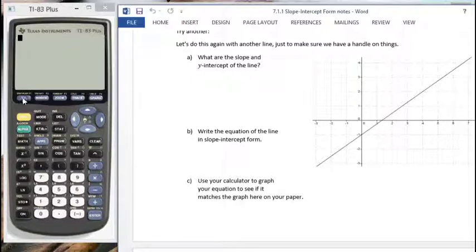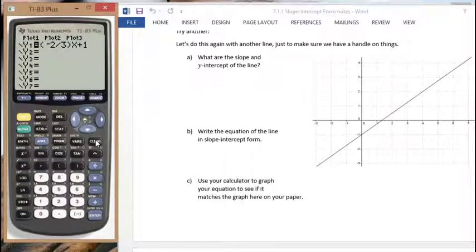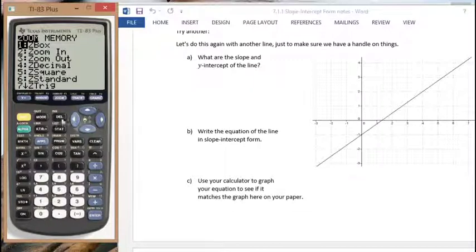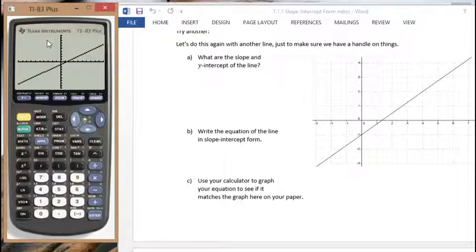Alright, so go back to y equals and clear anything that's there. And we found the equation of this line to be y equals 3 over 4x minus 1. So we're going to put that in. 3 over 4, make sure the 3 over 4 is in brackets, and then x. And again, I want to use the subtract 1, right? Not the negative sign this time. I want to use subtract 1. I go up and hit graph. And again, if you do not see that window, just go to zoom and hit option number 6, and that should give you a standard window settings.